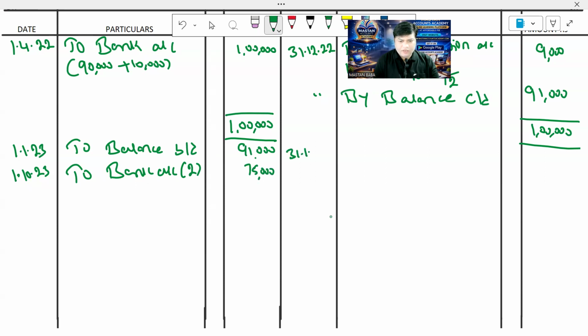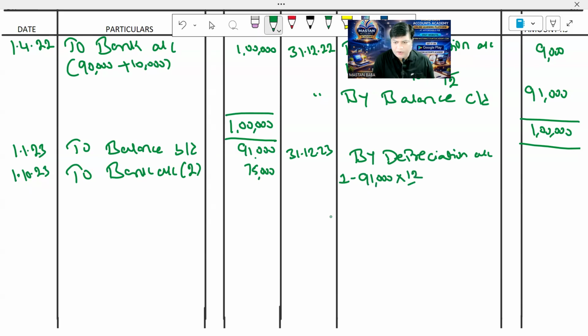And 31st December 23, by depreciation account. We have 2 machines at the end of 31st December 2023. The first machinery balance is 91,000, so 91,000 into 12 by 100, you have to calculate. The second machinery we acquired on 1st October, so 75,000 into 12 by 100 into 3 by 12, as only 3 months, October to December, were utilized. Calculate the two depreciations separately.